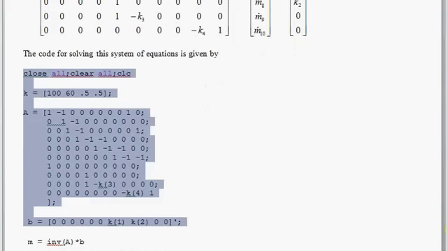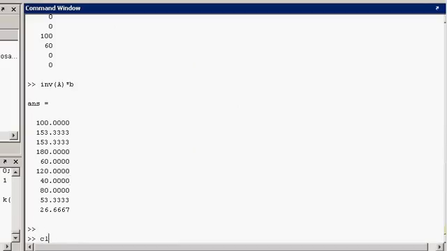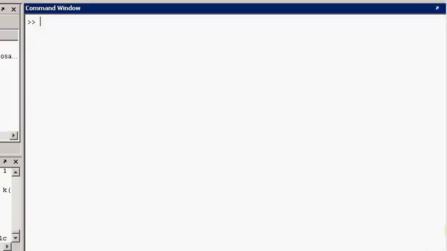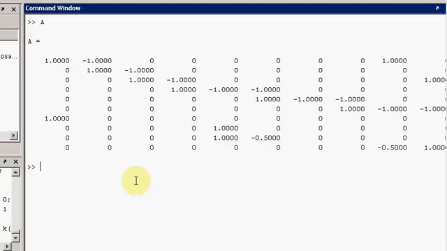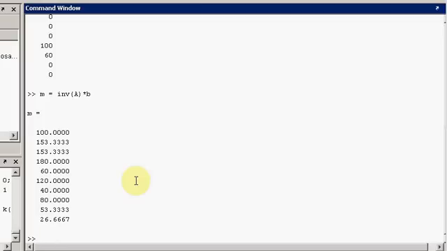So let's just paste that code into the command window. Let me just clear this old work, close all, clear all, clc, and so that's created for us our matrix A, our vector B, and we can solve for our vector M. So we said M must be the inverse of A multiplied with B, and if we do that, that's the result we get, right?